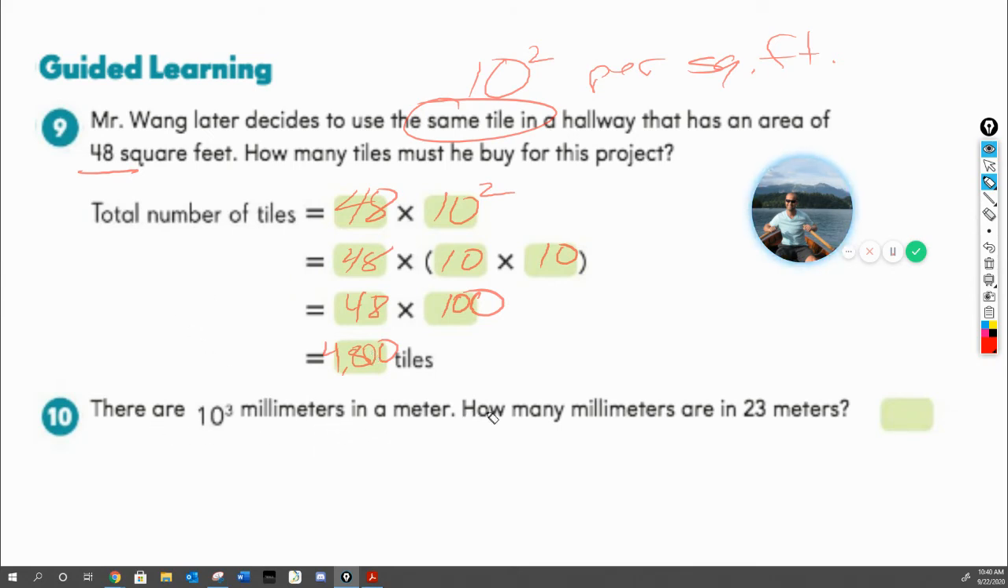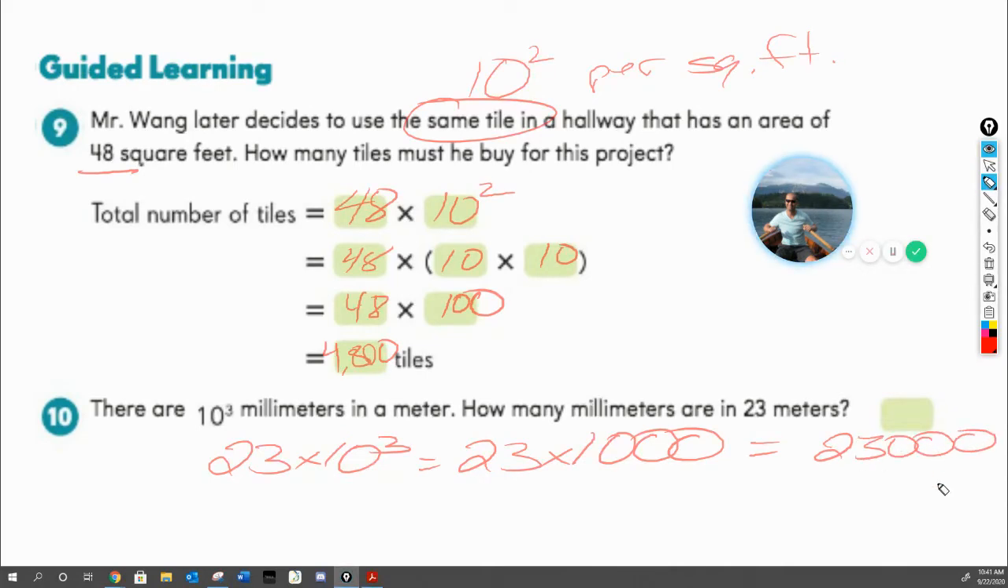Finally, 10 to the third millimeters in a meter. How many millimeters are in 23 meters? 23 times 10 to the third equals 23 times 1,000 equals 23,000 millimeters. Moving on.